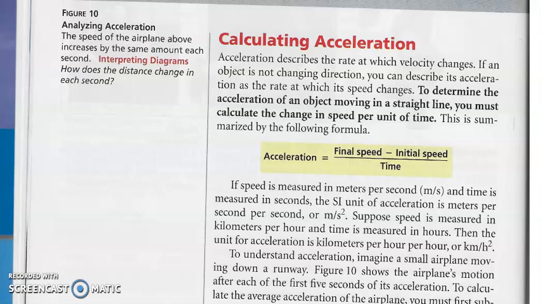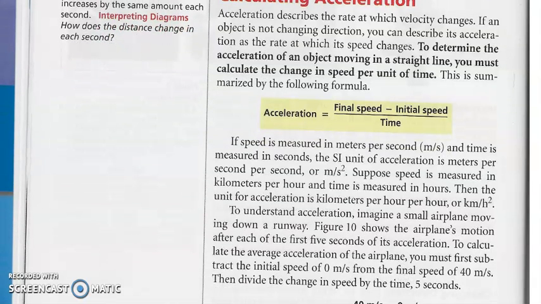If speed is measured in meters per second and time is measured in seconds, then the SI unit of acceleration is meters per second per second, or meters per second squared. Suppose speed is measured in kilometers per hour and time is measured in hours, then the unit for acceleration is kilometers per hour per hour, or kilometers per hour squared.